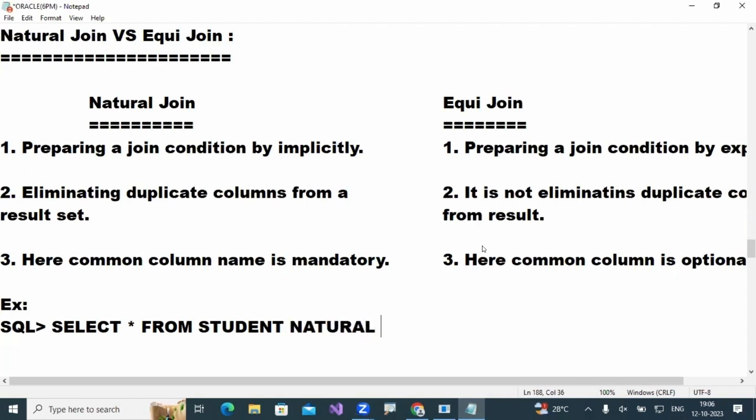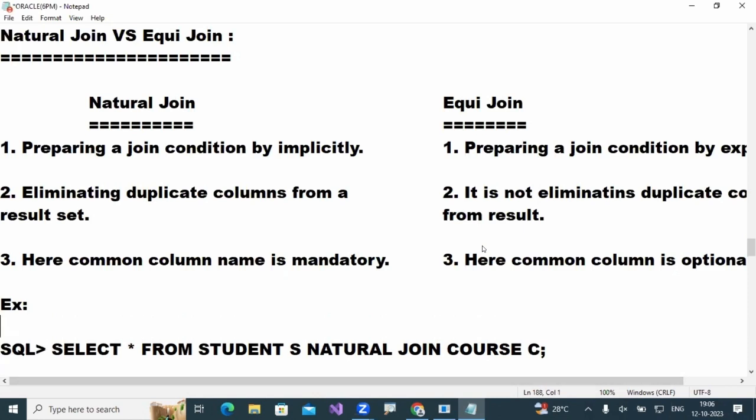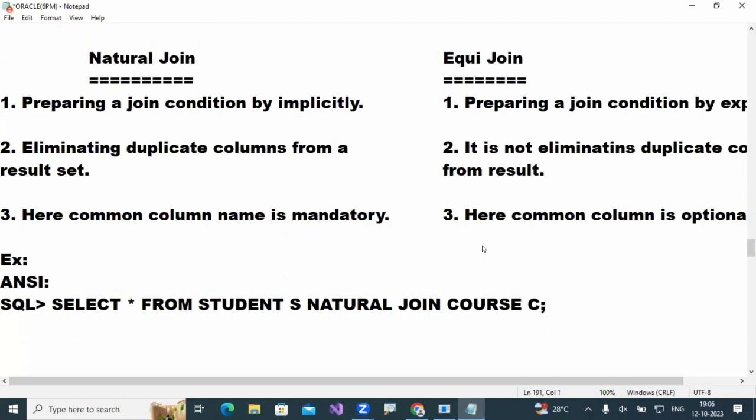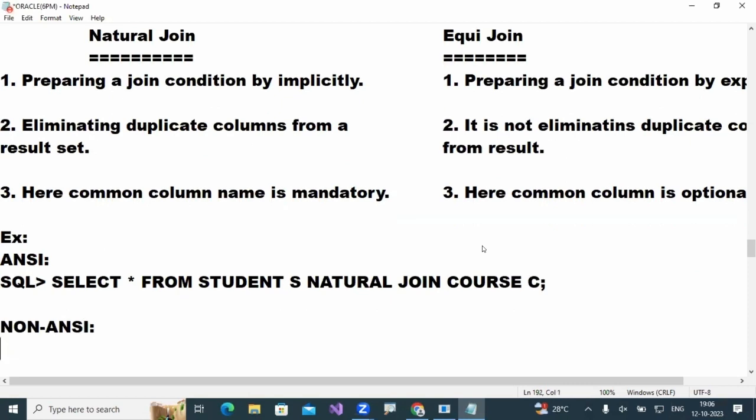But this join is very rare because we can't write conditions. The condition is prepared automatically. That's why natural join is used in very, very rare cases. And this is ANSI. Natural join in non-ANSI is nothing but what? Equi join only. Yes or no? Non-ANSI means it is nothing but equi join only.